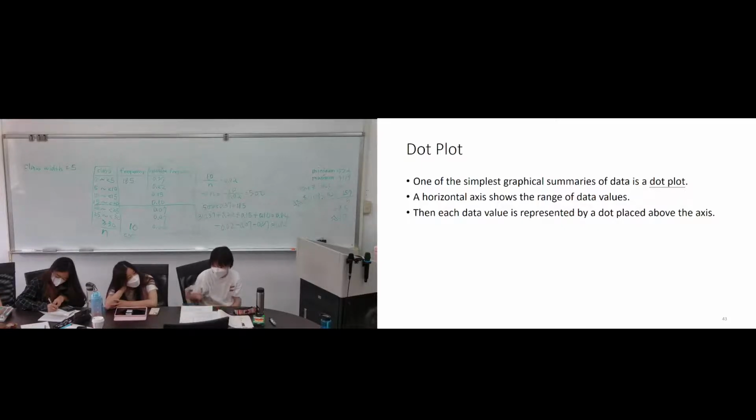So to summarize the quantitative data, we use the relative frequency, percent frequency, and cumulative frequency. So what are the charts that we use to summarize the quantitative data? One of them is the dot plot. The dot plot is the simplest graphical summary of data. In the dot plot, the horizontal axis shows the range of data values. Then each data value is represented by a dot placed above the axis.